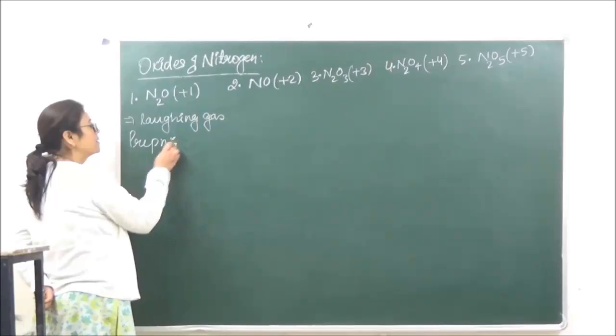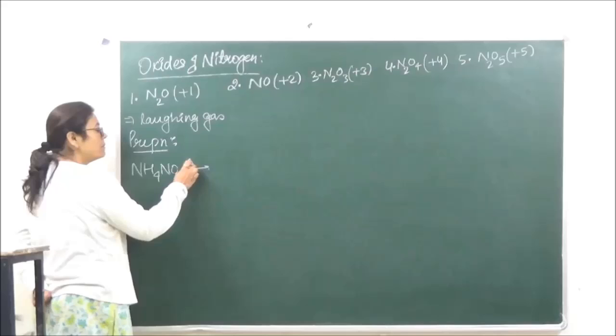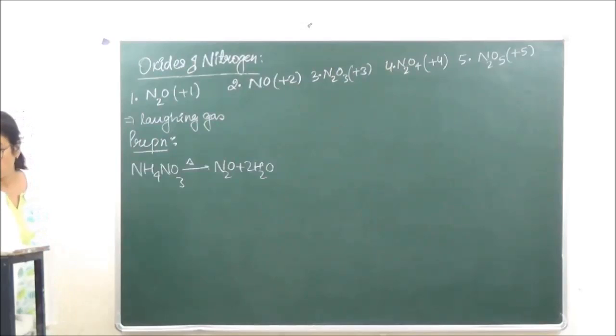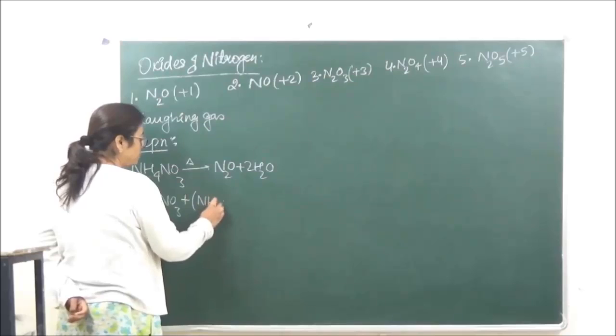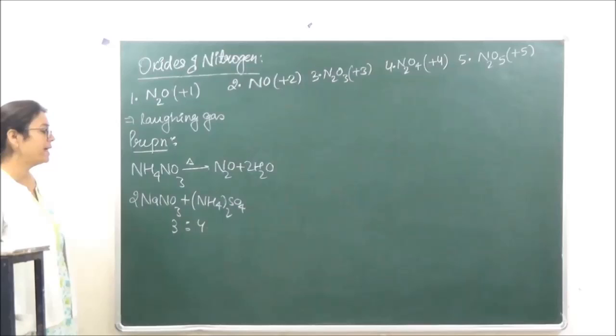nitrous oxide? During preparation of nitrous oxide, it can be prepared from ammonium nitrate. On heating ammonium nitrate, we get nitrous oxide and water. Okay? Also, it can be prepared by shaking sodium nitrite and ammonium sulfate in the ratio 3:4. मतलब 3 parts of sodium nitrite हमने लेना है और 4 parts of ammonium sulfate हमने लेना है.